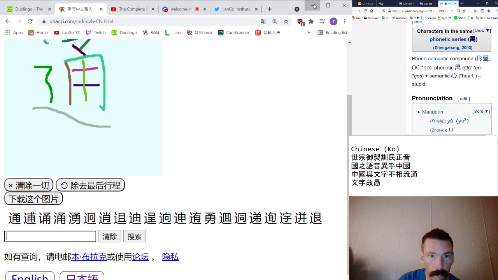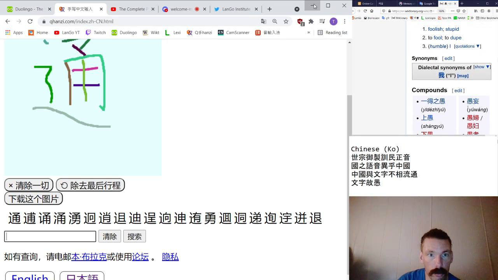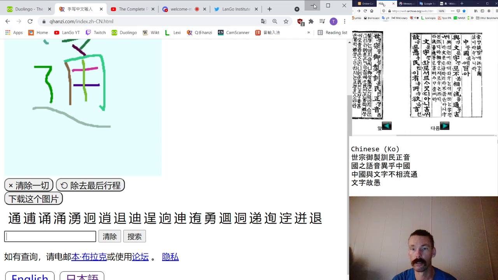Second tone, Yu, means foolish, stupid, humble I, the stupid one. To fool, to dupe. And then min, yao are the two characters. That's good. And I have no idea what this next one is.